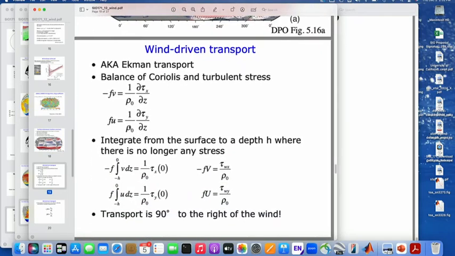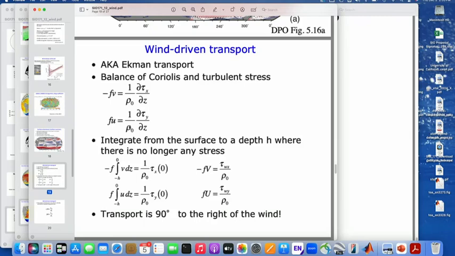So this big V and big U are just the vertically integrated velocity. This is basically a definition of big V: the vertically integrated velocity from the surface down to some depth where the stress disappears. So a lot of stress at the surface, and the stress keeps getting transferred down and down until finally it gets so deep that you don't feel the wind anymore.